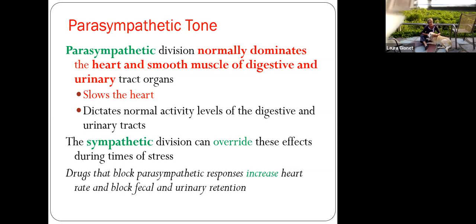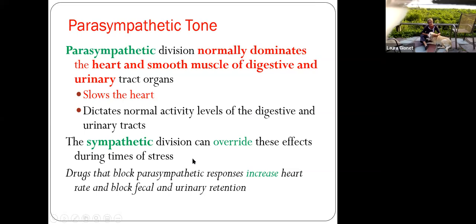So we don't need to be beating at 100 beats per minute when we're resting like this. So what do we do? We are riding the brake on the heart all the time. The parasympathetic division is going to continually, that's what I call it, ride the brake. It's going to inhibit the heart to conserve all that energy in the tissue. So the parasympathetic division normally dominates the heart and smooth muscles of the digestive and the urinary tracts as well. It slows down heart rate. It dictates normal activity levels of the digestive and the urinary tracts.